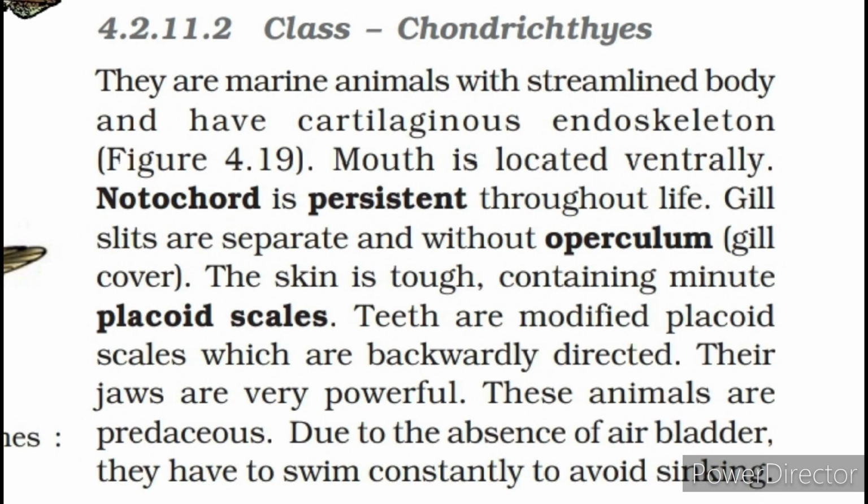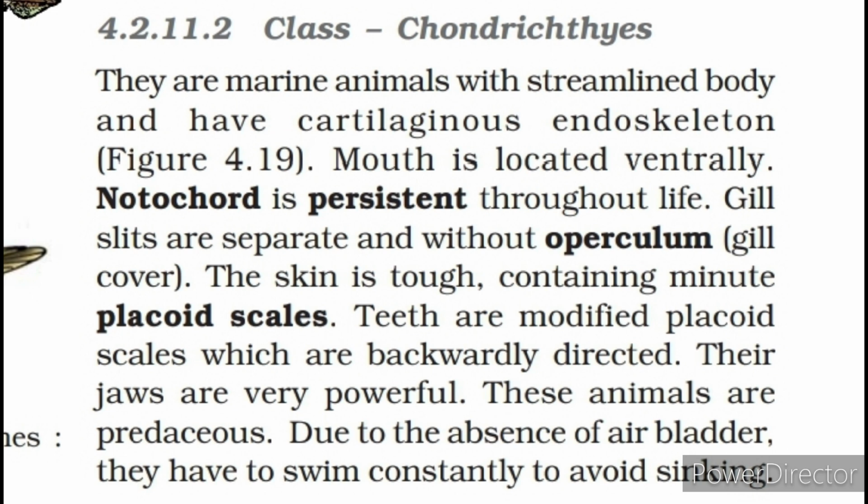Class Chondrichthyes. They are marine animals with streamlined body and have cartilaginous endoskeleton. Mouth is located ventrally. Notochord is persistent throughout life. Gill slits are separate and without operculum, the gill cover. The skin is tough, containing minute placoid scales. Teeth are modified placoid scales which are backwardly directed. Their jaws are very powerful.